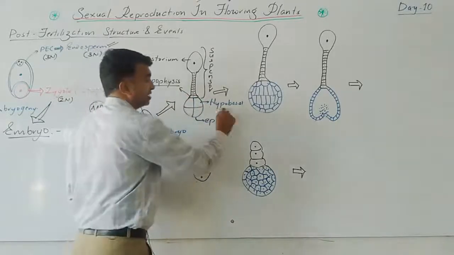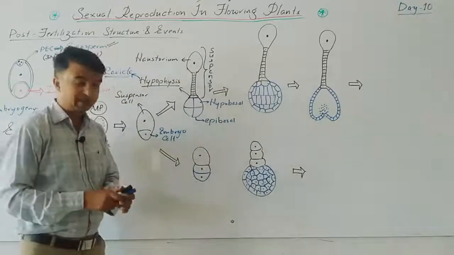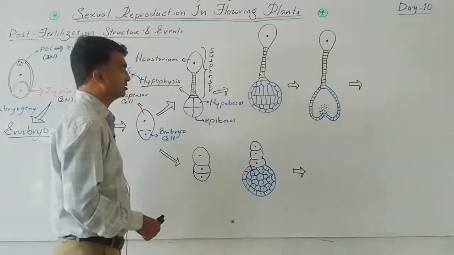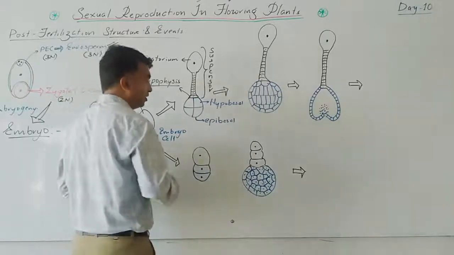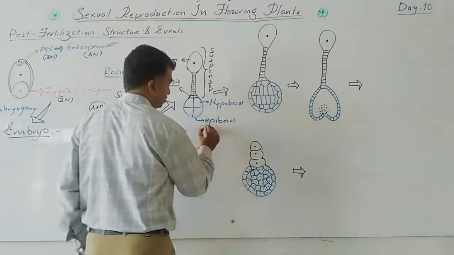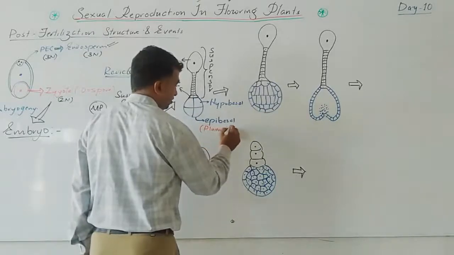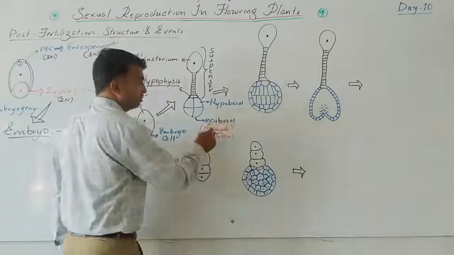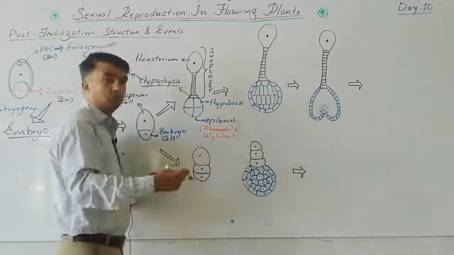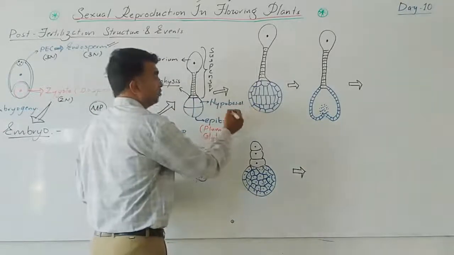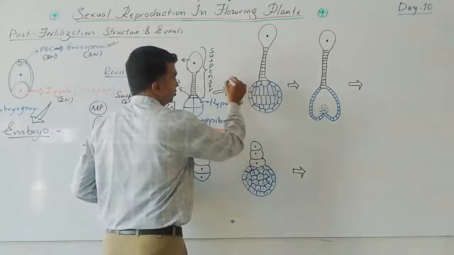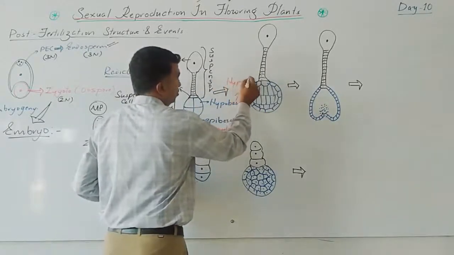So this epibasal cell in future will develop into plumule and cotyledon. The epibasal cell goes ahead and develops into plumule and cotyledon. Hypobasal develops into hypocotyl.